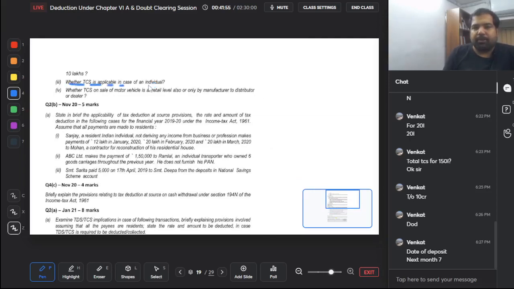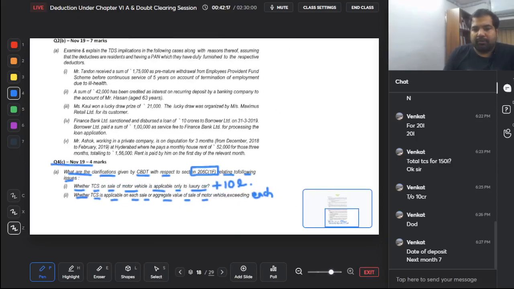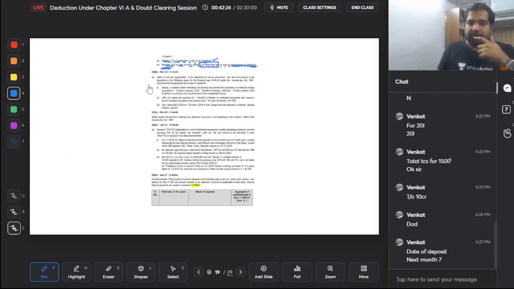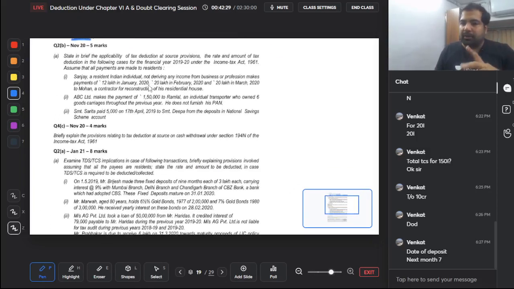Whether TCS is applicable in case of individual? Yes, it is applicable in every case except government, United Nations offices and embassies, consulates, etc. Whether TCS on motor vehicle is at the retail level or also by the manufacturer or distributor? No, it is not at manufacturer or distributor level, it is only at the retail level. As this question that year was new, in November 2019 they gave 4 marks, and that's what ICAI does. They take something that is new and they give you a good question on that. Remember 194P, it's a prediction, it will be there in your exam. 194P pension.